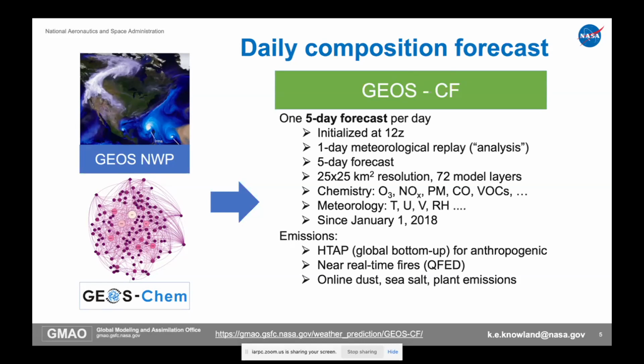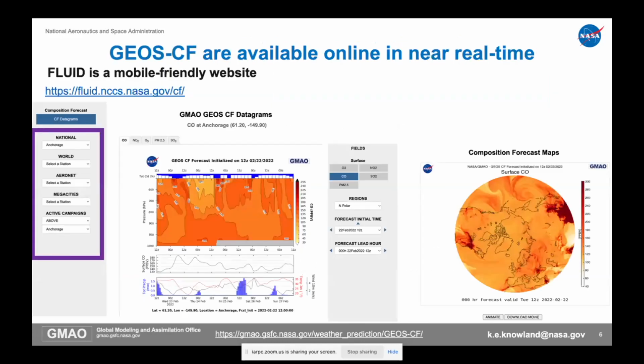For example, can you turn to the next slide, where you have the map? Here you have the map of the surface CO. You also have surface PM 2.5, correct, since January 1st, 2018, I guess.